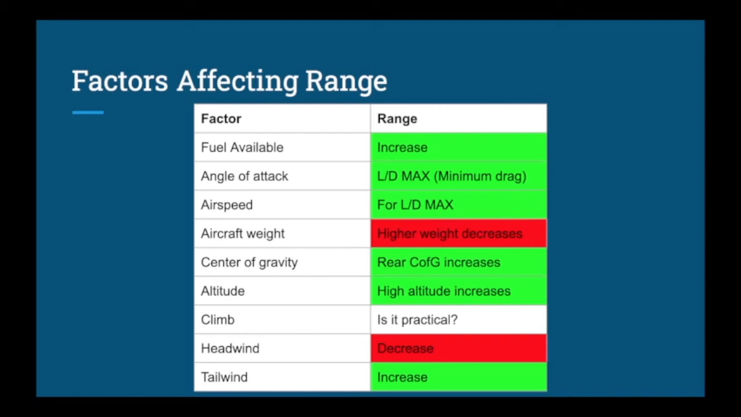Center of gravity: if we have a rear center of gravity in the weight and balance, that's going to increase our range because we're going to have reduced drag on our elevator. The altitude: the higher we are, the more fuel efficient the engine is. Climbing, is it practical to climb up, because you do burn lots of fuel in the climb? A headwind is going to decrease your range because we have a reduced ground speed, and a tailwind would increase it.